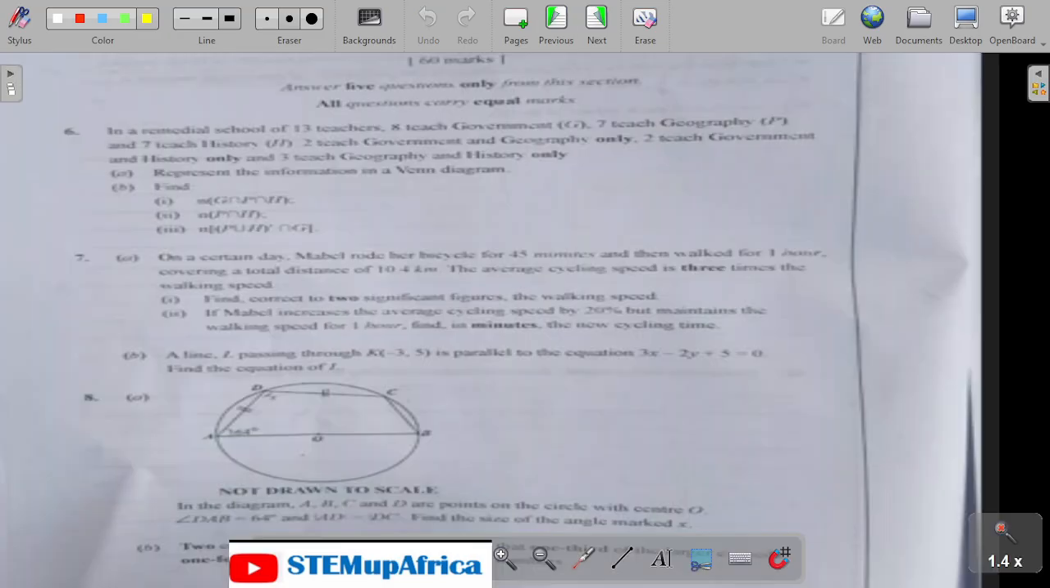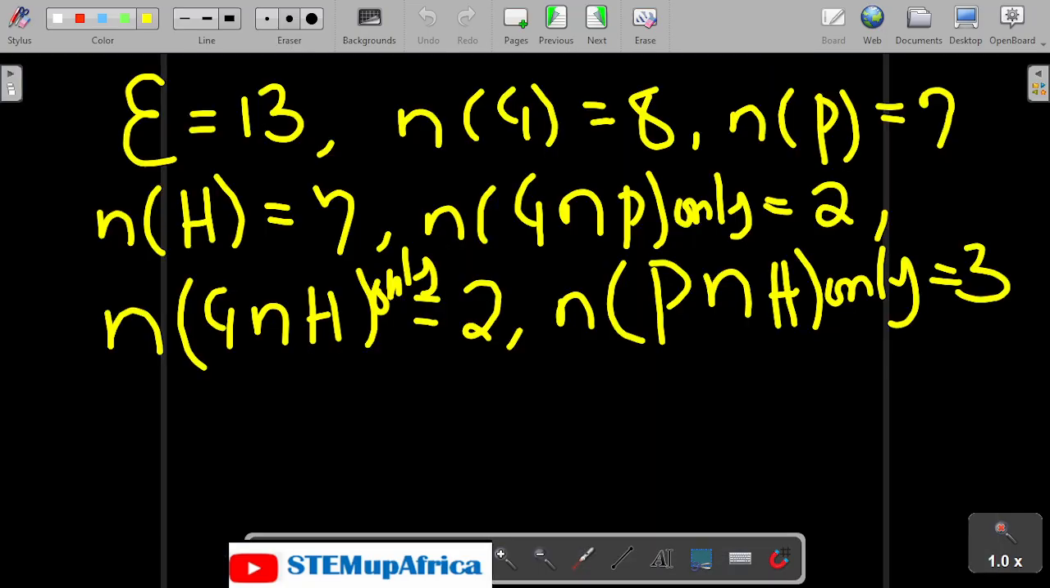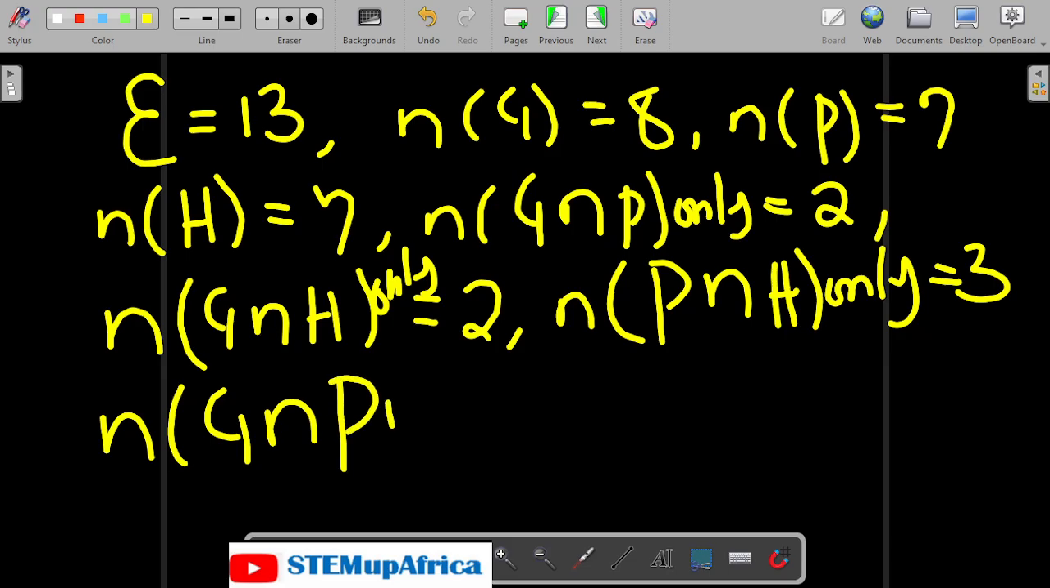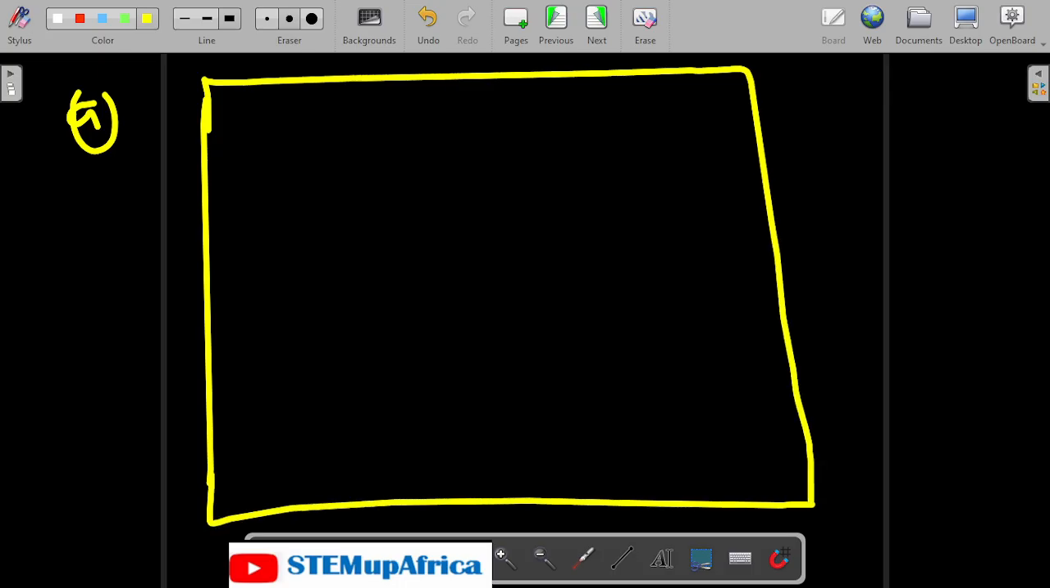So we should represent this information in a diagram. We weren't told the number that teaches government, geography, and history, so let's call the number that teaches government intersection geography intersection history X. So that's what we have. With this information, I can now draw the Venn diagram. So it becomes question A. Our Venn diagram will go like this. The universal set is simply 13.